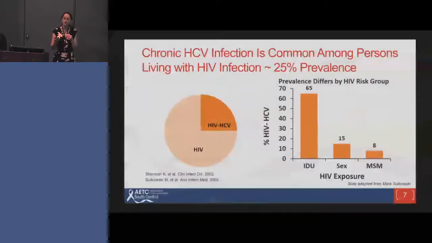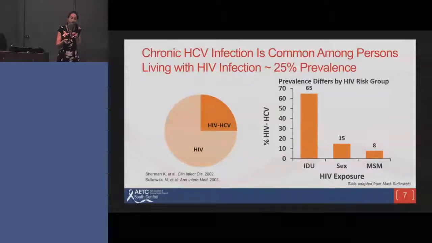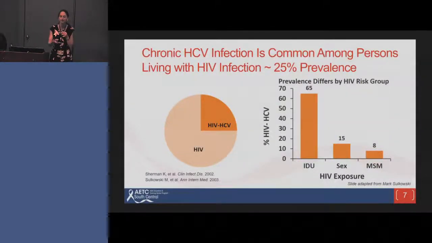So what about co-infection? At least in the US, an estimated 1/4 of people with HIV are co-infected with hepatitis C. Of course, this will vary based on the demographic and the city, but it is quite common. You can see in terms of transmission on the right, looking at HIV exposure risk among co-infected patients, 65% of IV drug users are co-infected with hepatitis C, compared to about 15% of those who acquired HIV by sexual activity. And surprisingly, a lower percentage of men who have sex with men have co-infection, although this is a risk factor.